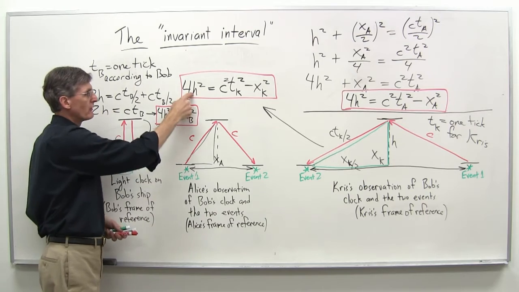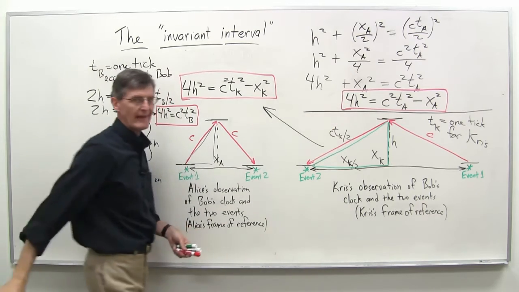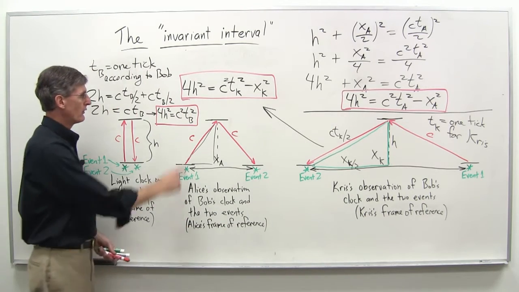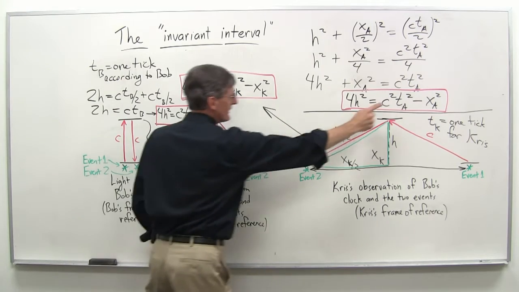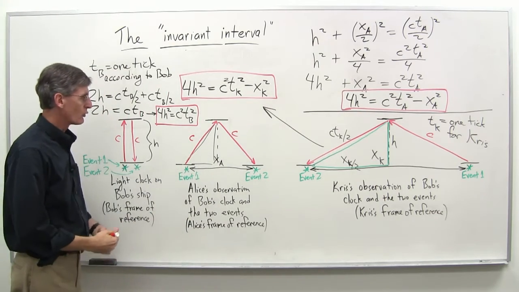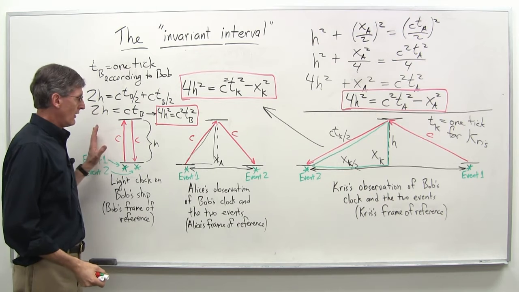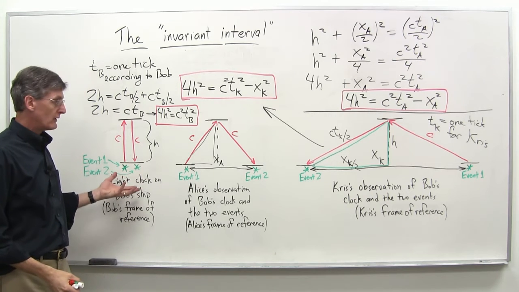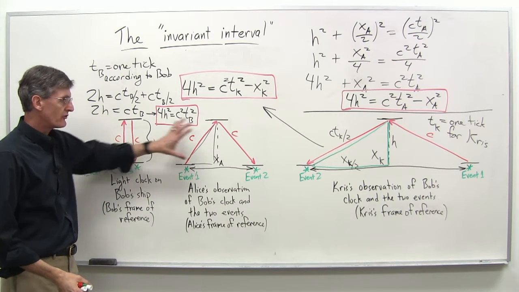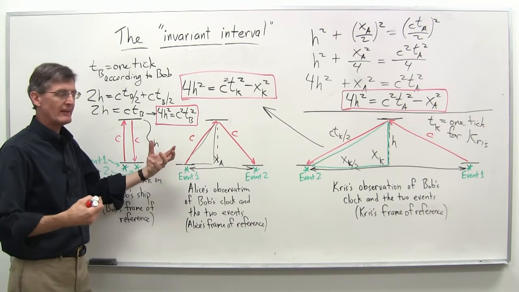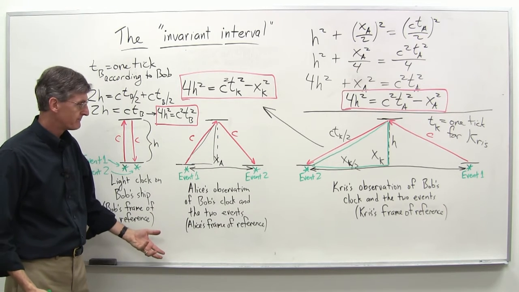4h squared, 4h squared, 4h squared. H is the same for all of them. Therefore, this equals that equals that. And qualitatively, you can just see that we've got two events here, event 1 and event 2. H is the same in all cases. H is an invariant quantity.